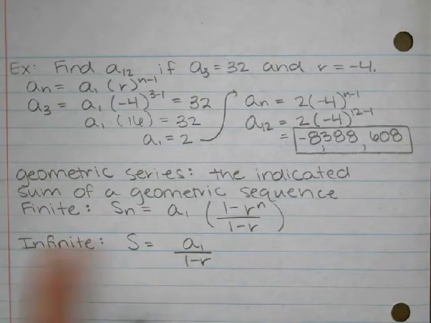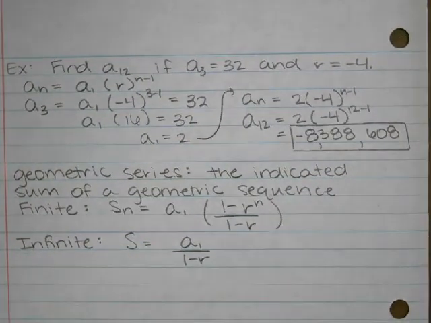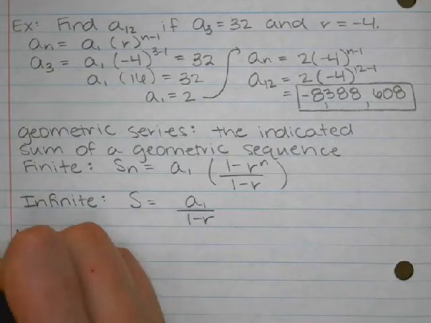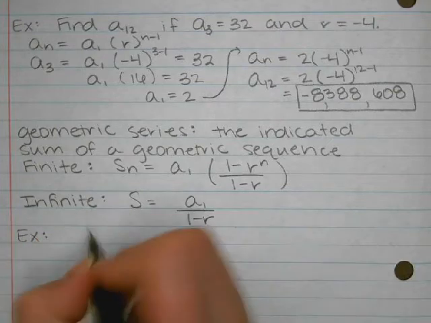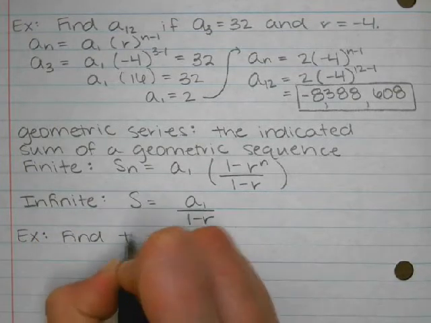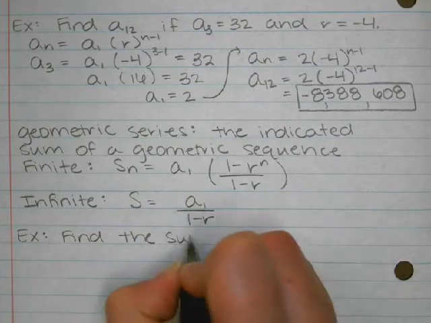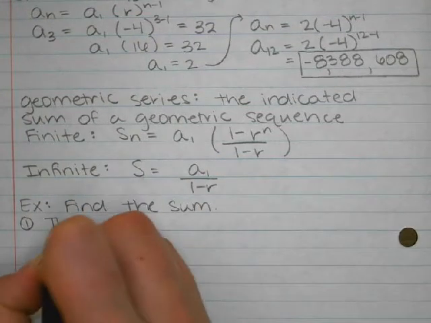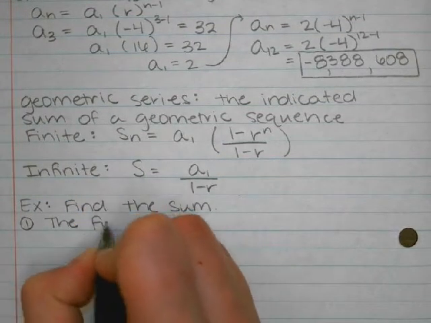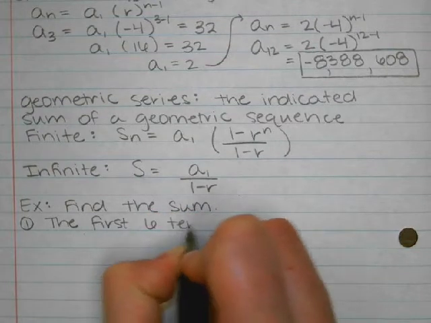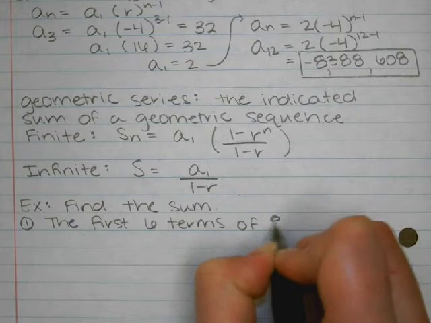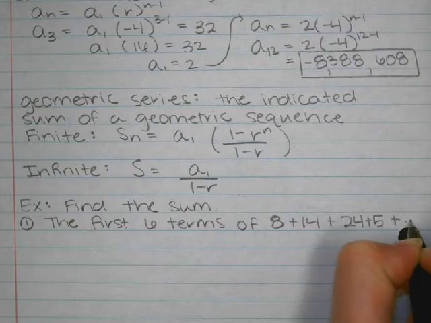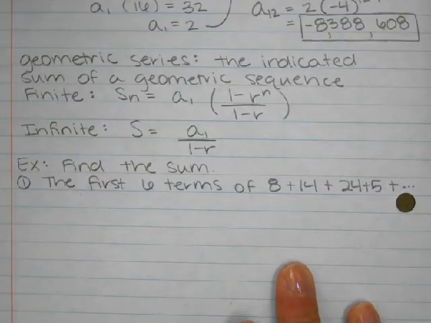Okay, so we're just writing this for now, but we're not going to use it in the video. We're going to do it in class tomorrow. So let's go ahead and do some examples for finite series. So the instructions for all of these examples are just going to be to find the sum. And so the first example is we're going to find the first 6 terms of 8 plus 14 plus 24.5 plus, and then the pattern continues.